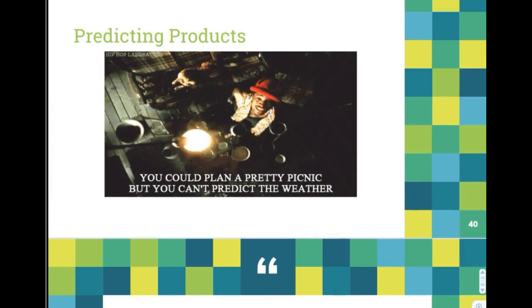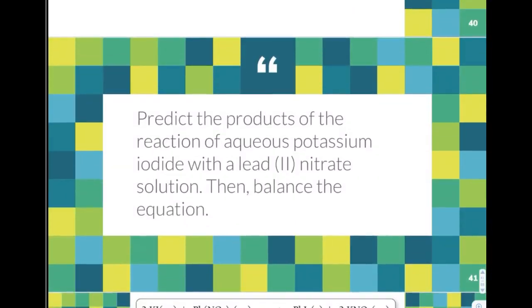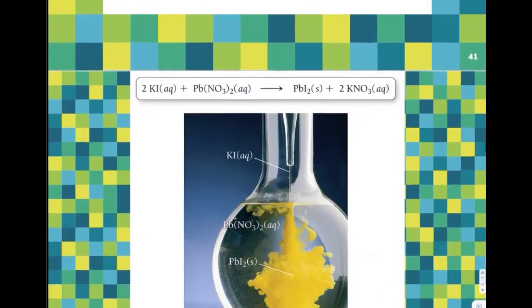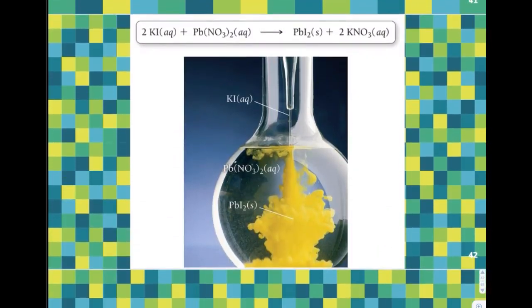So, predicting products. You guys have already been doing this for your lab for reactions, but we're going to go over it just a little bit here. So go ahead and pause and see if you can tell me what this reaction is. Alright, so hopefully you're able to write this reaction. If not, we can go over it together in class and office hours. The aqueous potassium iodide with lead 2 nitrate solution. So if you're looking here, this should be your answer of your reactants and your products.